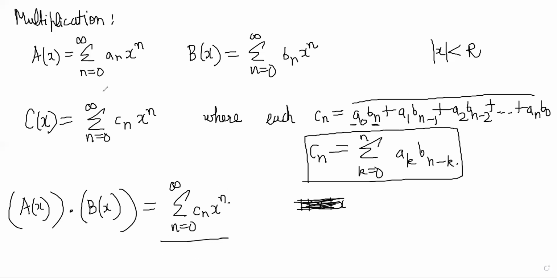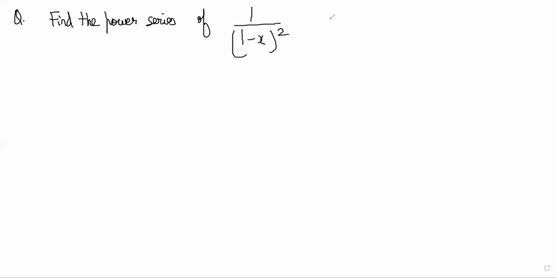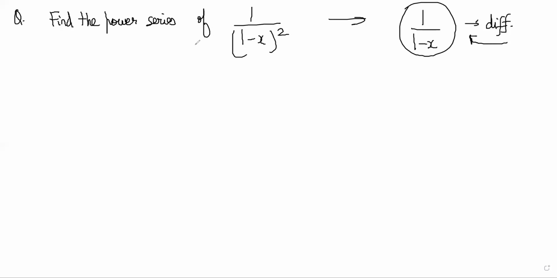So let's do an example for this multiplication. The question is, find the power series of 1 by (1 minus x) square. Remember that we got this by differentiating the power series of 1 by 1 minus x, right? If you differentiate, you will get the power series of 1 by (1 minus x) square. We have already done that before, but this time we'll get it in a different way. We'll multiply the power series of 1 by 1 minus x into the power series of 1 by 1 minus x. And that way we will get this now. And we should expect that the answers should match, right?